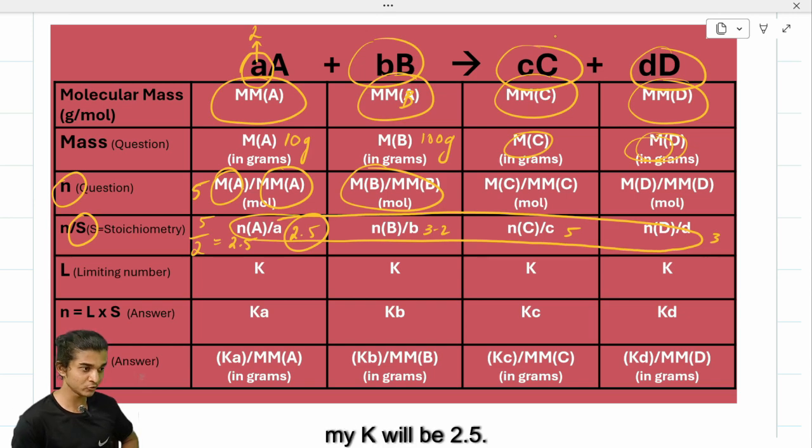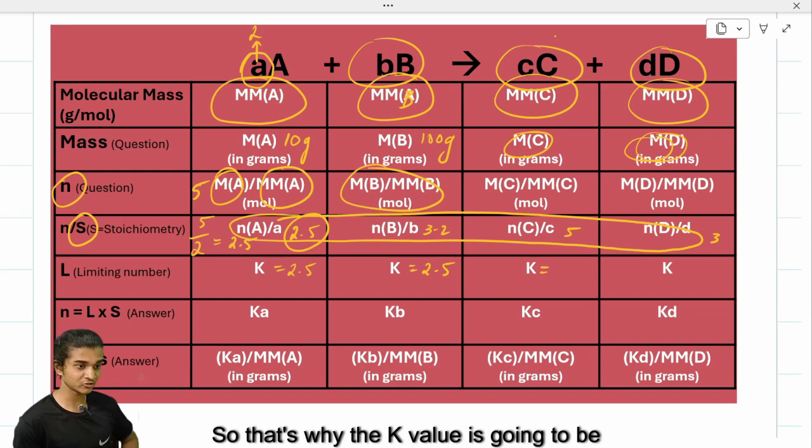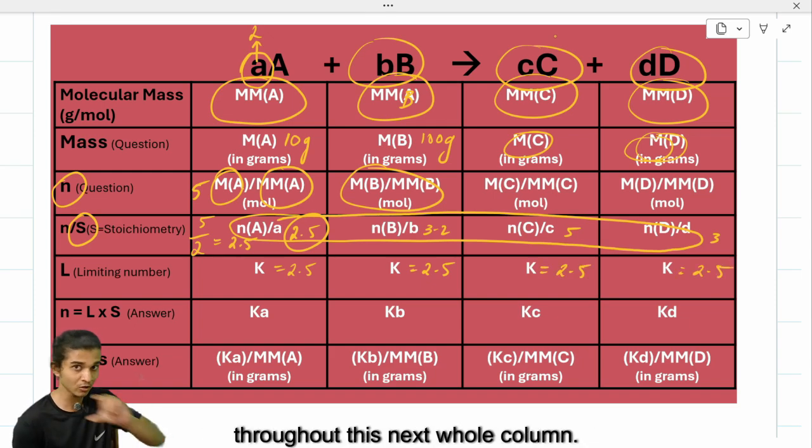So my K will be 2.5. According to this, my limiting reagent here is A, because my n by s value was 2.5, which is least in this particular column. That's why the K value is going to be 2.5, and this value is going to be the same throughout this whole next column.